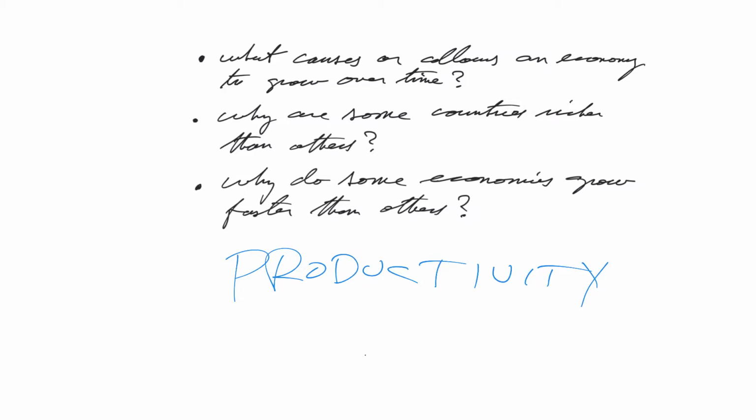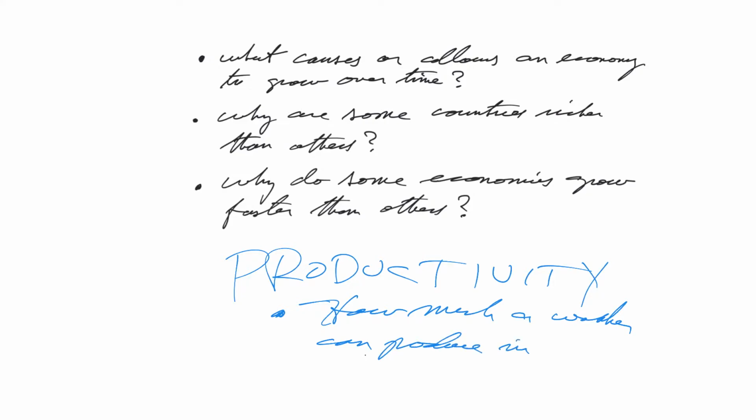So what is productivity? How do we define productivity? Productivity is simply how much a worker can produce in an hour. Okay, it could be an hour, it could be a month, it could be a year, whatever, but when we talk about productivity, we're talking per hour.